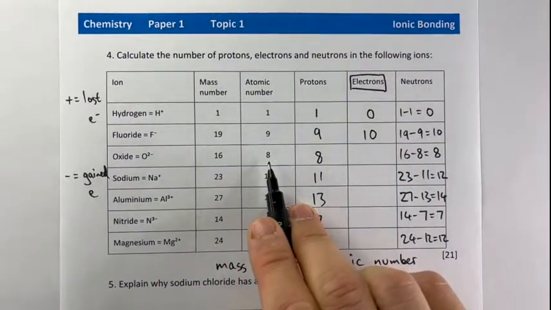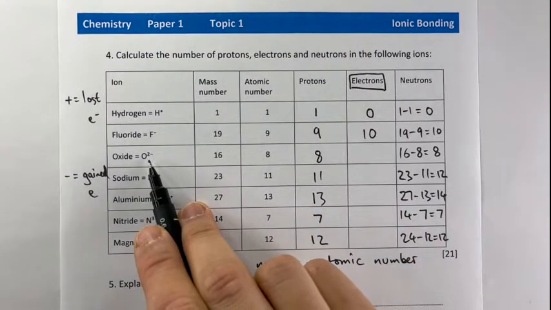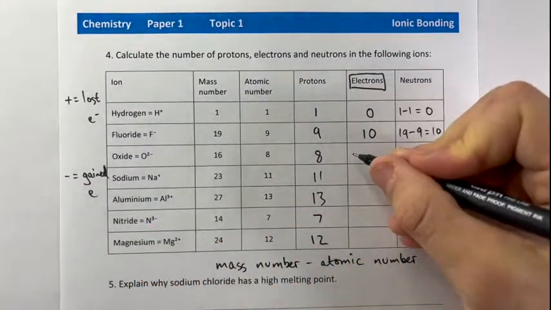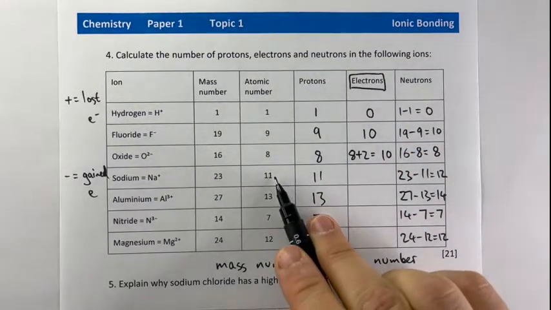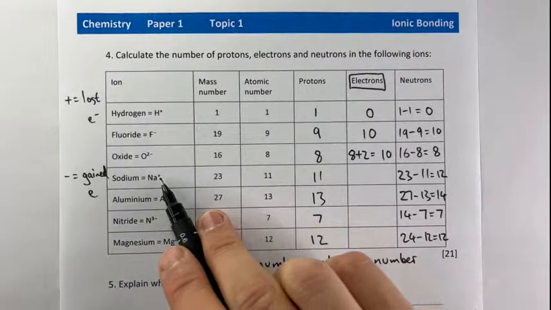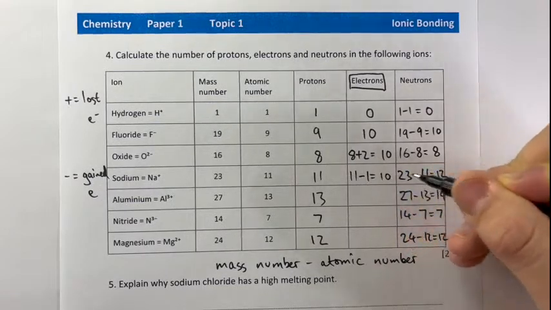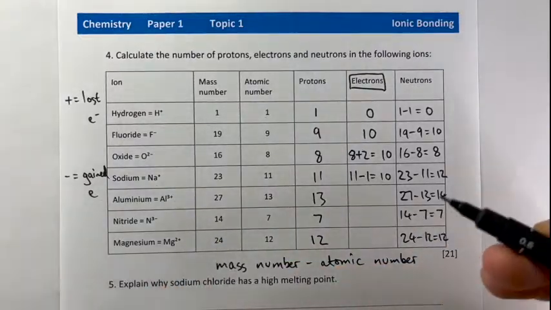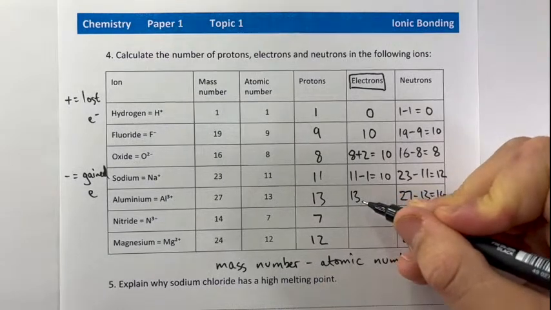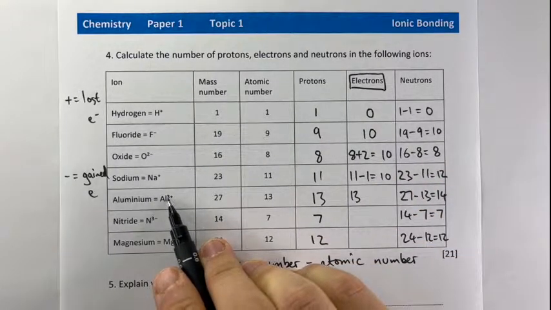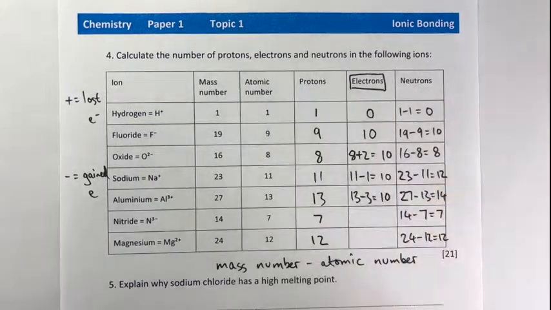Oxygen has an atomic number of 8, which means the atom has 8 electrons. The oxide ion has a charge of 2-. 2 electrons have been gained. 8 plus 2 equals 10. The atomic number of sodium is 11. The charge is +1. So 11 take away 1 means there are 10 electrons, as 1 electron has been lost. The atomic number of aluminium is 13. The charge is 3+, therefore 3 electrons have been lost. So an aluminium ion has 10 electrons.